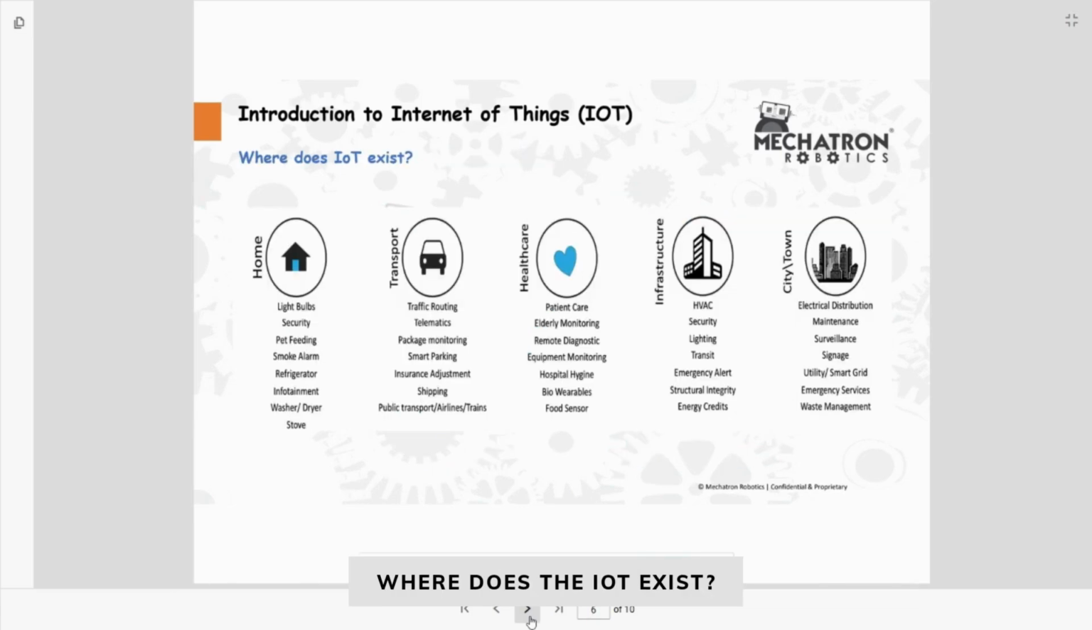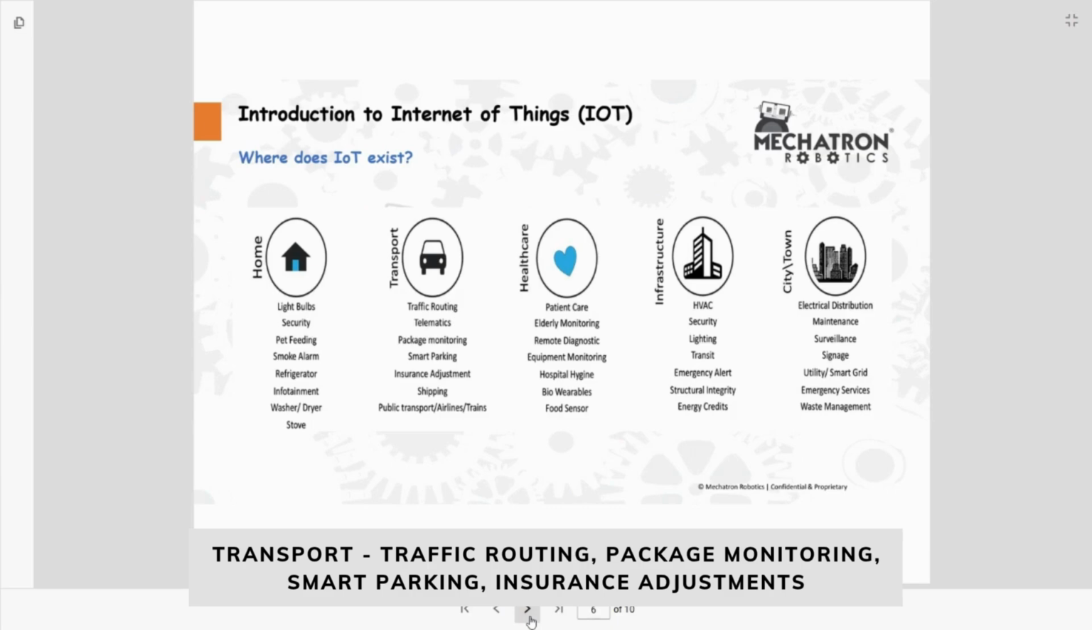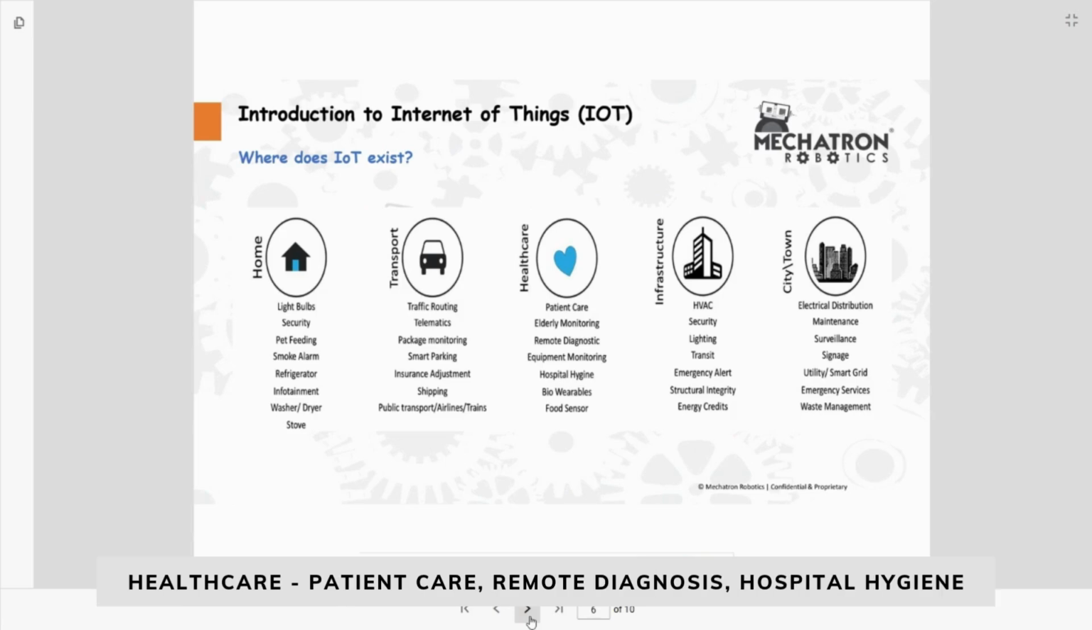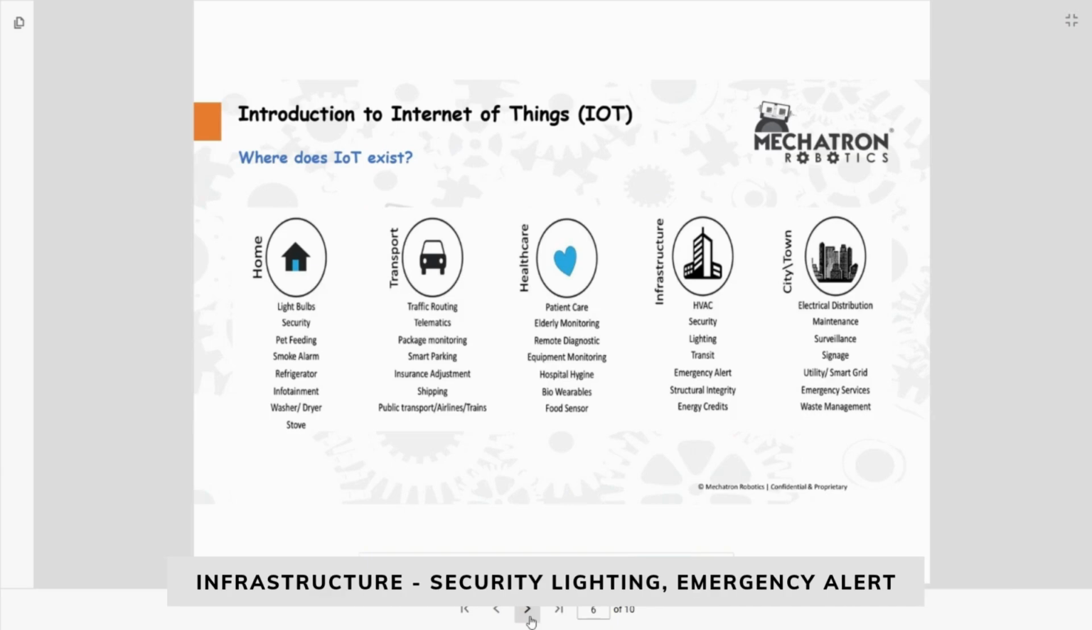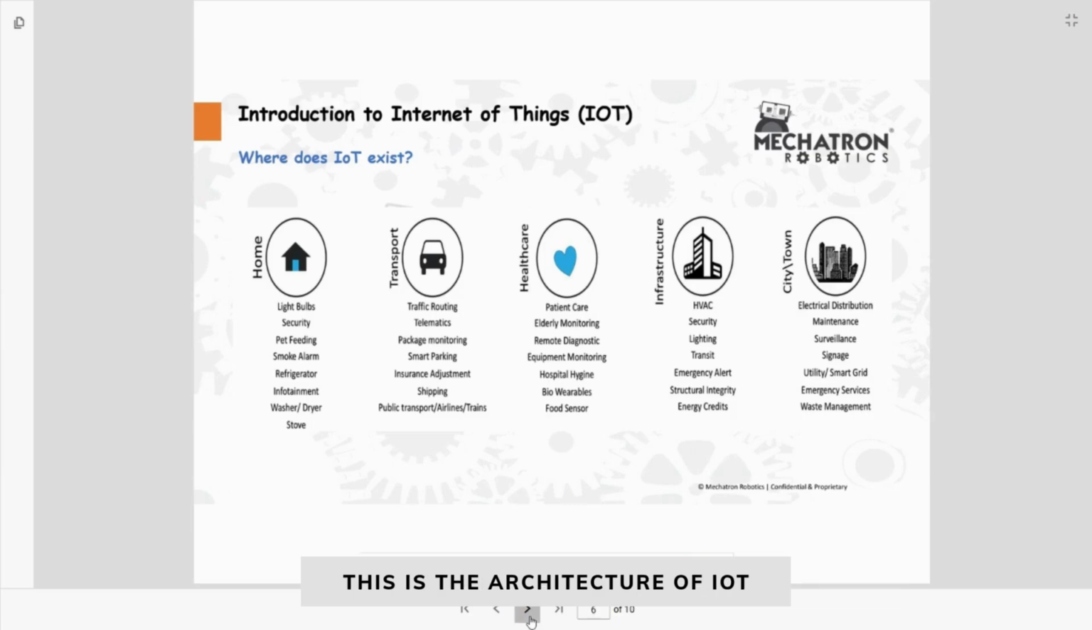Where does this IoT exist? So it exists in a lot of fields like home, for smoke alarm, for refrigerator. In transport, it can be used for traffic routing, package monitoring, insurance adjustment. In healthcare, it is used for patient care, remote diagnosis, hospital hygiene. In infrastructure, it's used for security, lighting, emergency alert. And in city or town, it can be used for electrical distribution, surveillance, emergency services, waste management, etc.